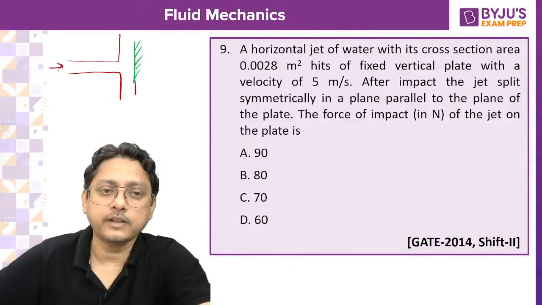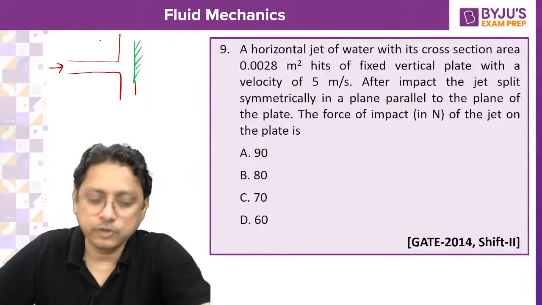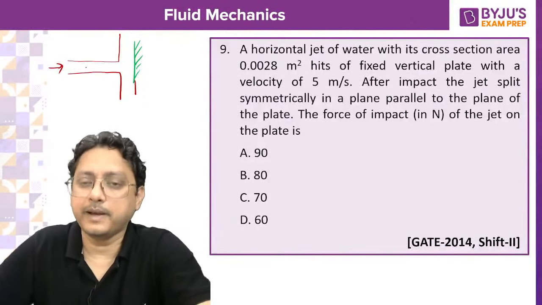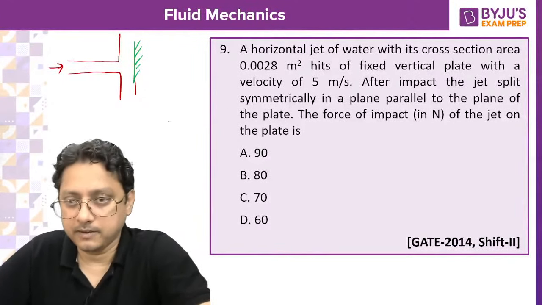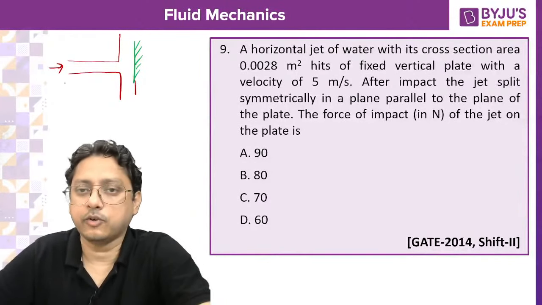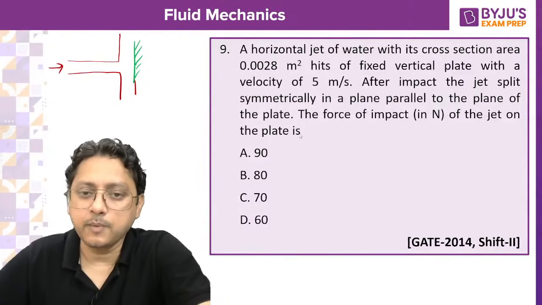Now you already know that. A few slides back I told you what is the force exerted by the jet on a stationary plate. The plate is stationary. So for a stationary plate, it is nothing but rho a v square, that's all.